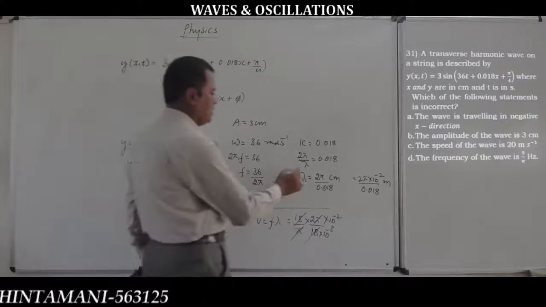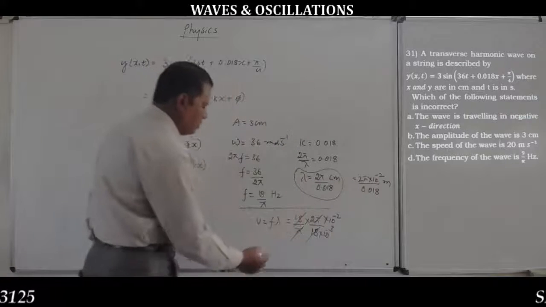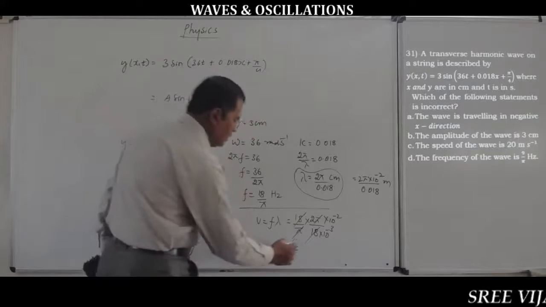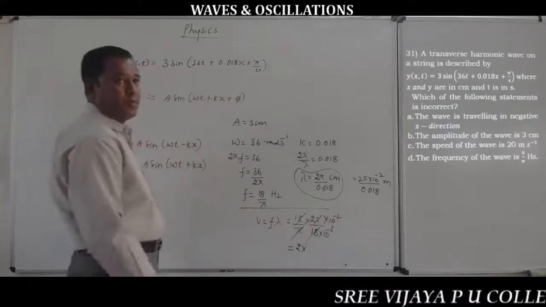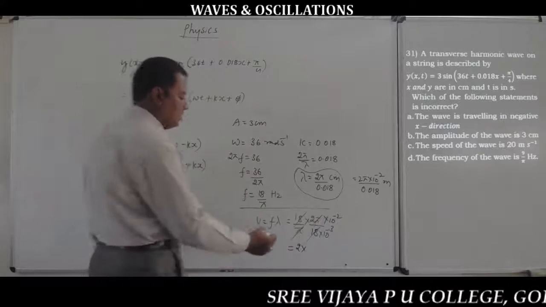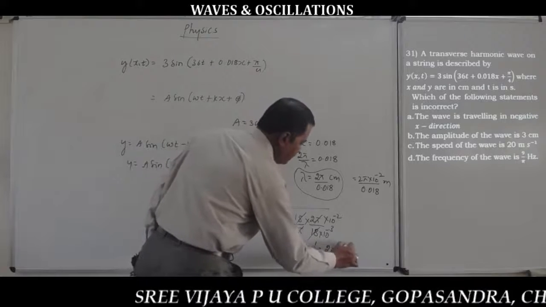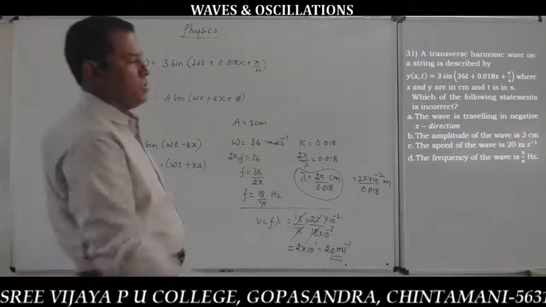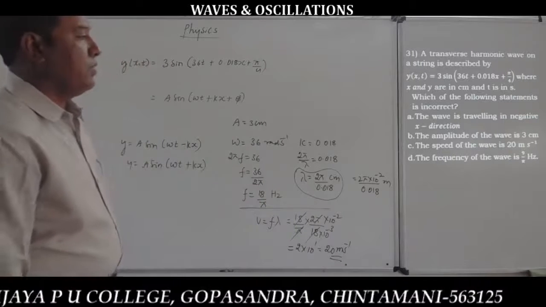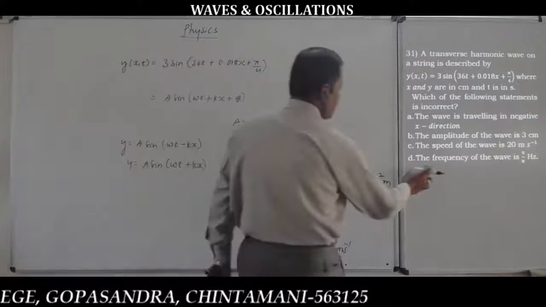If this value is taken in centimeter, it is converted to meter, 10 power minus 2. It is equal to 2 into 10 power minus 3, it becomes 10 power plus 3, and already you are having minus 2, therefore you get 10 power 1. So it is 20 meter per second. So of course option C is also a true statement, that the speed of the wave is 20 meter per second. Therefore the incorrect statement is D.